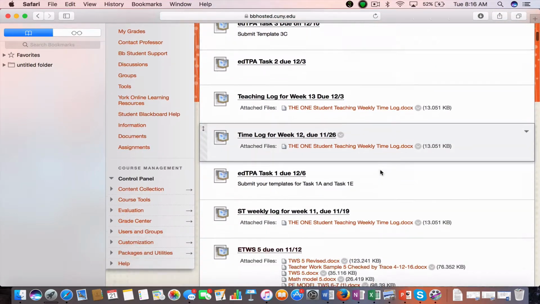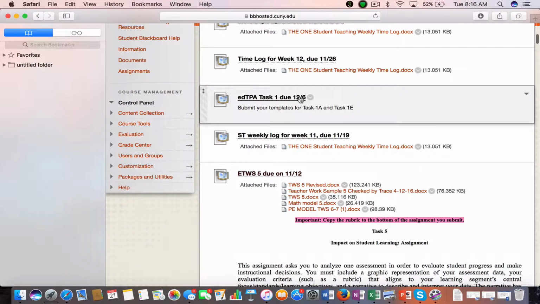And you're going to do EdTPA Task 1 for December 6th. Now remember, both 1A and E are drafts. I'm going to be reading them and giving you feedback as appropriate, but really do rely heavily on the feedback I gave you on your ETWS assignments. And know that the way I score these is I give you points for completing the templates. I'm not scoring rubrics on these because I'm not allowed to, but I can give you just points for the course for getting them done.